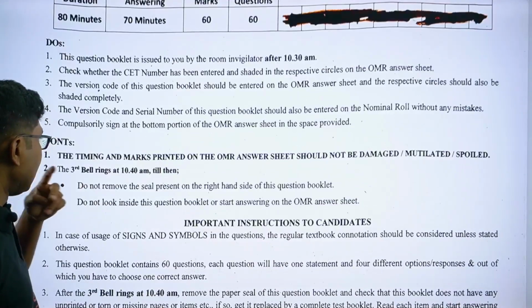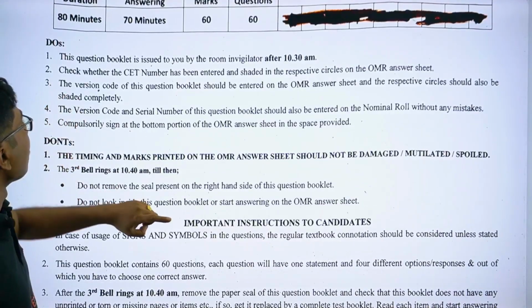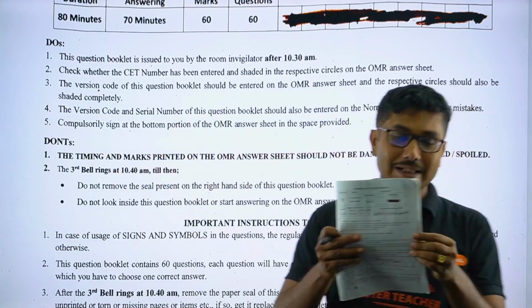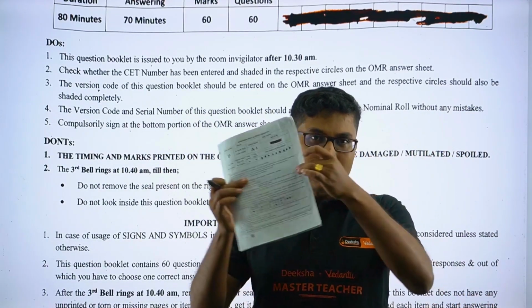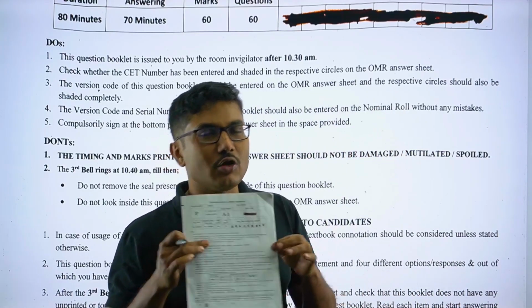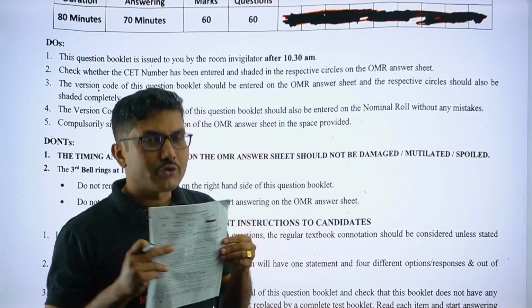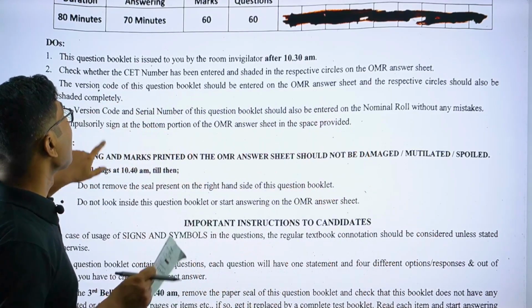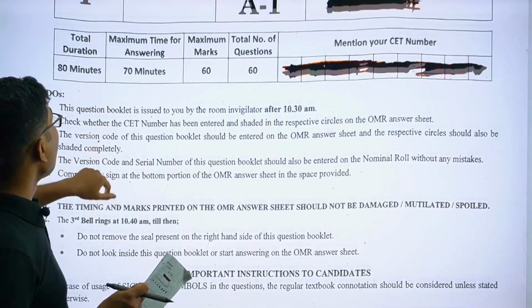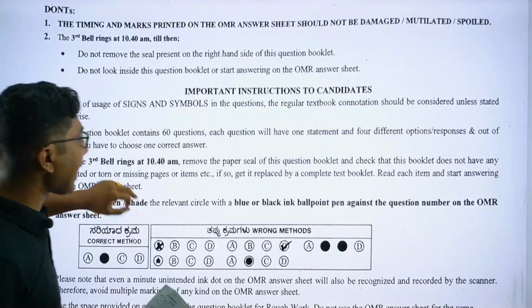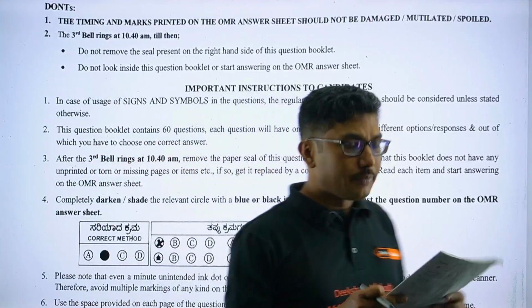I think the question paper will also be given to you, but you are not allowed to open the seal. There will be a seal over here on the side. You can see here I have removed the seal. You are not allowed to remove this seal until the third bell, that is at 10:40. You know the exam runs from 10:30 to 11:50. So before that bell, you will be given the question paper.